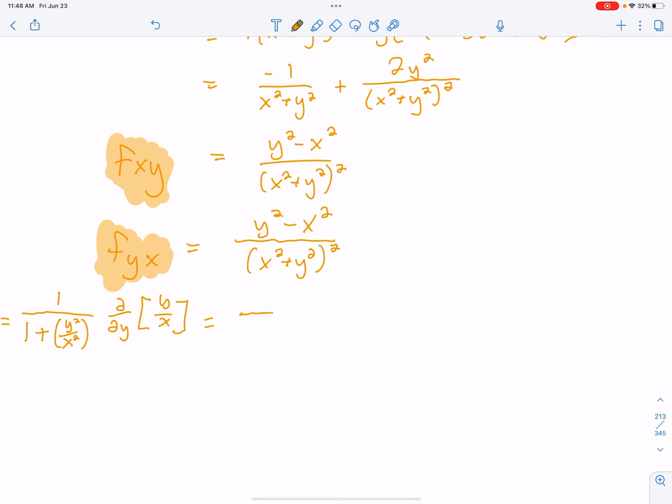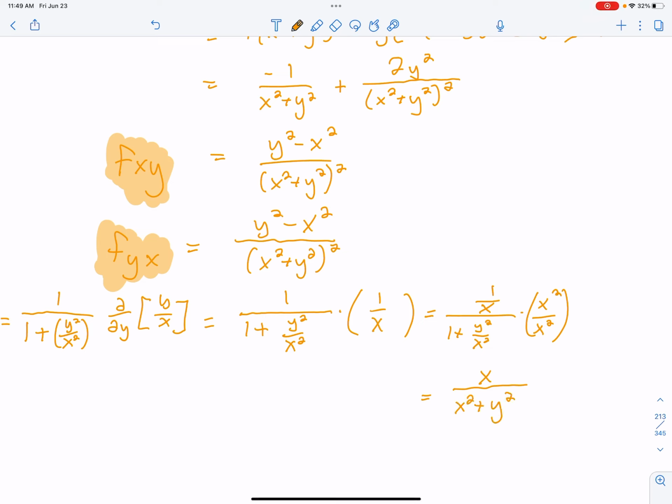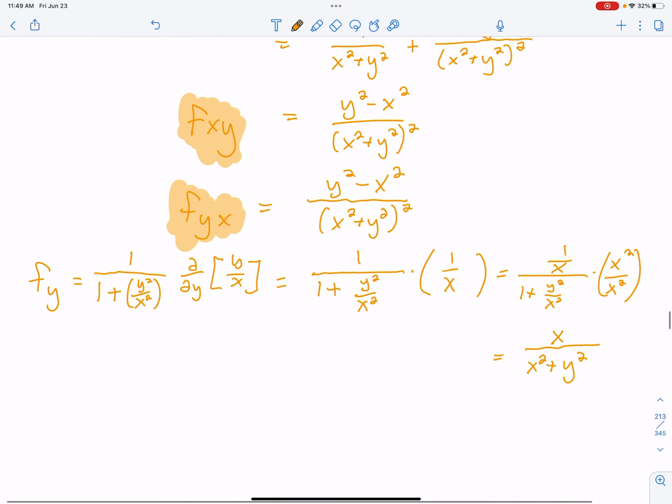All right, so we get 1 over 1 plus y squared over x squared. It's not much better. And then times the derivative of y over x with respect to y. That's just 1 over x because that's the constant times y. This is equal to 1 over x over 1 plus y squared over x squared. This is that same technique. I can multiply by x squared on top and bottom, leaving me with x on top over x squared plus y squared. So there's just y.